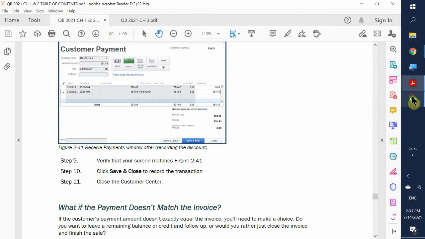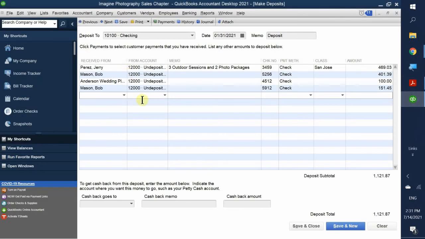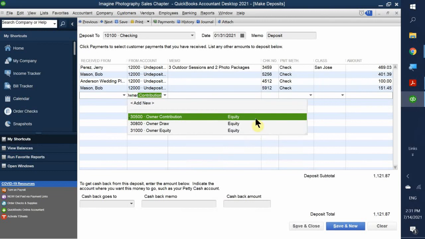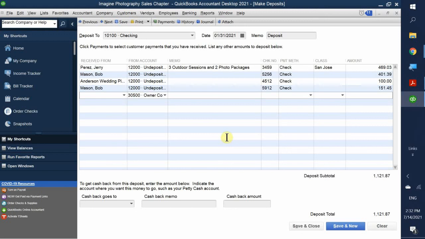Okay, so now the owner is going to contribute some extra money. He's going to invest his own money. So there it is, owner's contribution. And notice this is part of an equity account because again, he's adding money to the company. He is adding value to the company, right? The memo here could be owner's investment, okay?